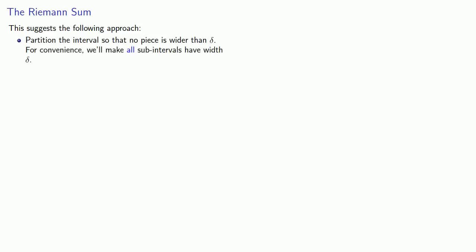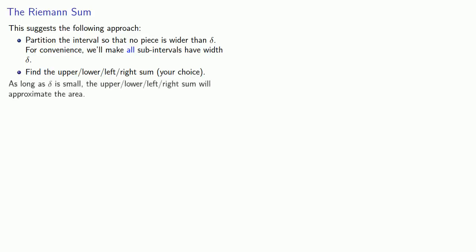And this suggests the following general approach. We'll partition the interval so that no piece is wider than some amount we'll call delta. And for convenience, we'll make all of our subintervals have this width delta. And then we can find the upper, lower, left, or right sum, your choice. And as long as delta is small, the upper, lower, left, or right sum will approximate the area.